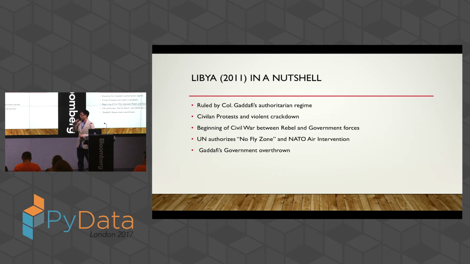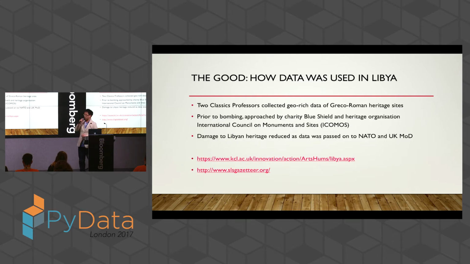That's the current, 2011 civil war. Gaddafi overthrown, NATO no-fly zone. That's sort of the nutshell, I suppose. And in the process, NATO wanted to find out what they were going to strike, and who they were going to strike. The good thing was these people approached the professors involved in this research, where they had pinpointed locations of Greek, Roman artifacts and heritage.